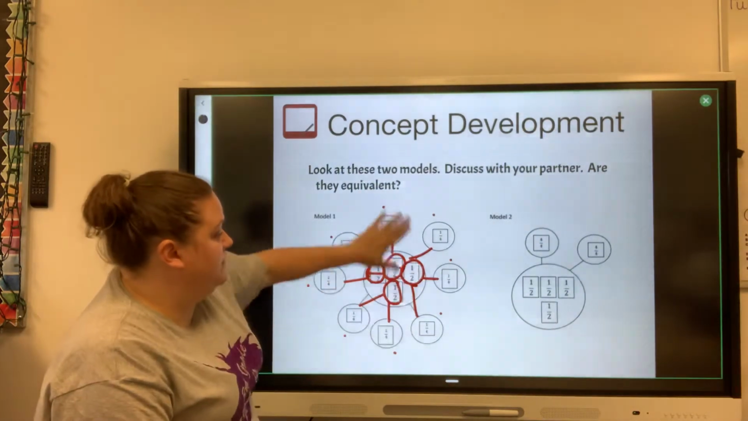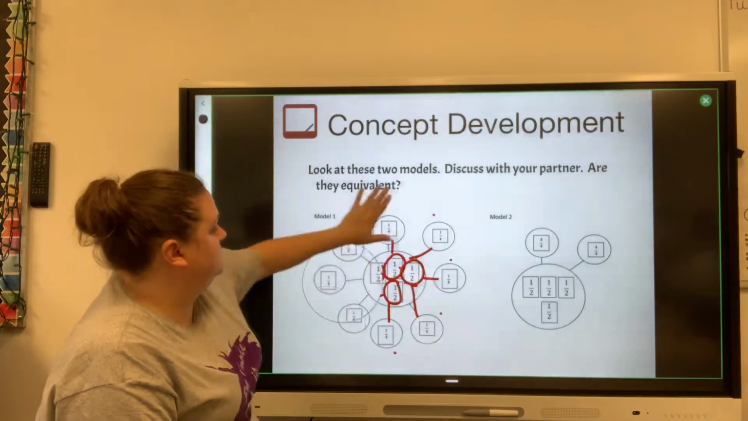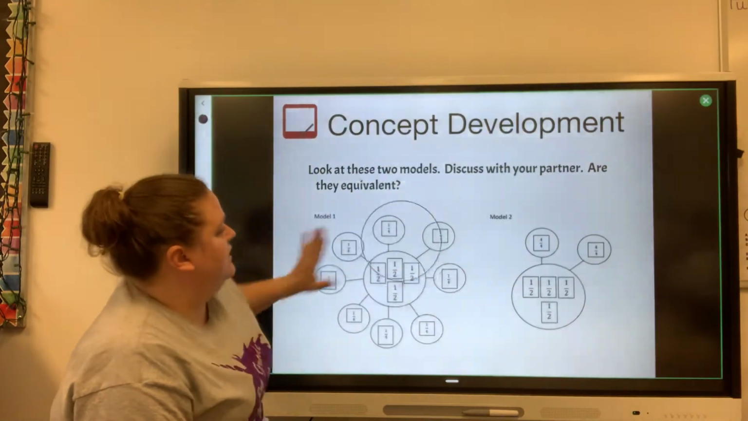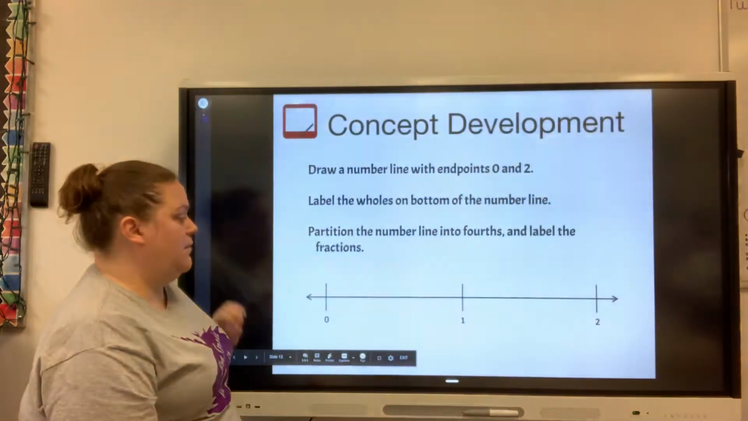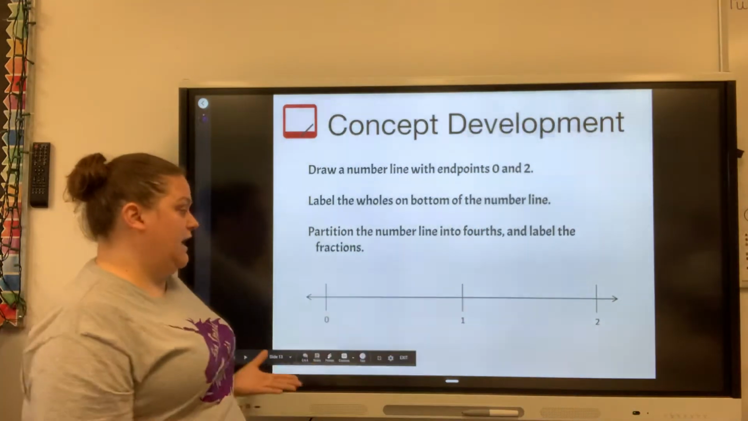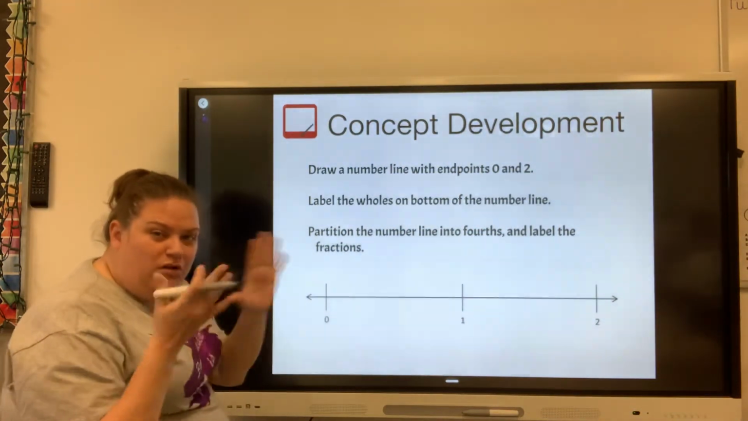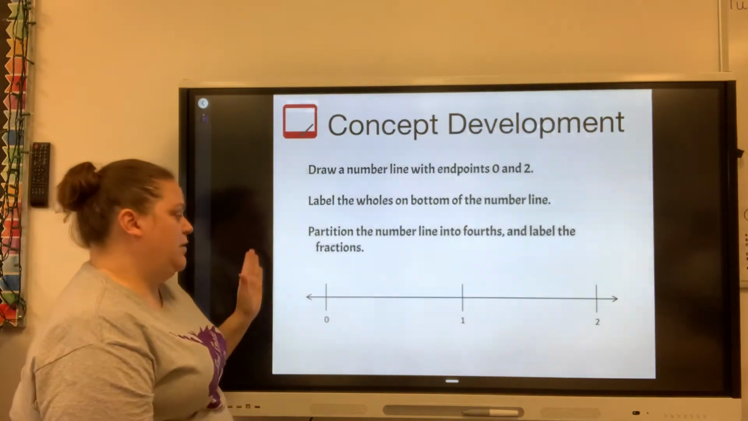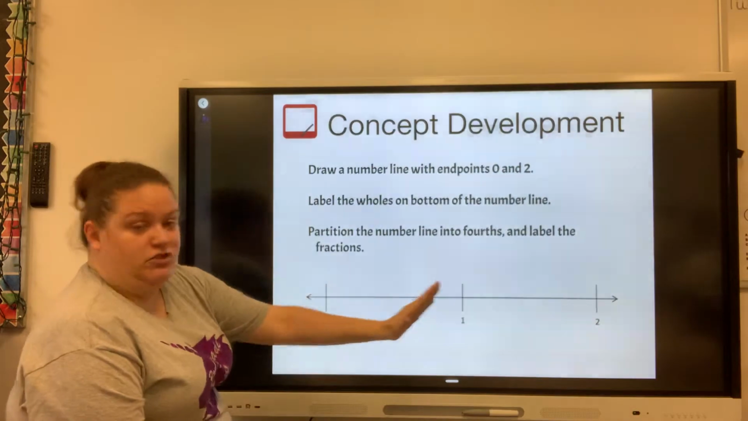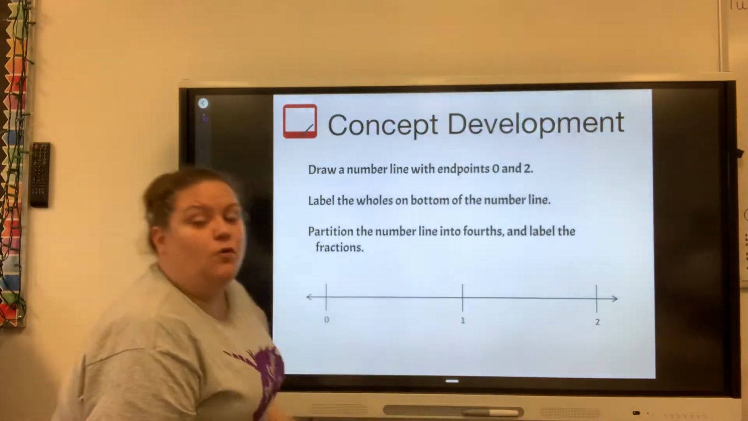So it's a little confusing to me, I'm not going to lie, because I don't like doing these as much with number bonds as I do on a number line. I find them a little easier to organize, arrange, and see. So draw a number line with endpoints from 0 to 2. So we're going past 1, we're going into 2.